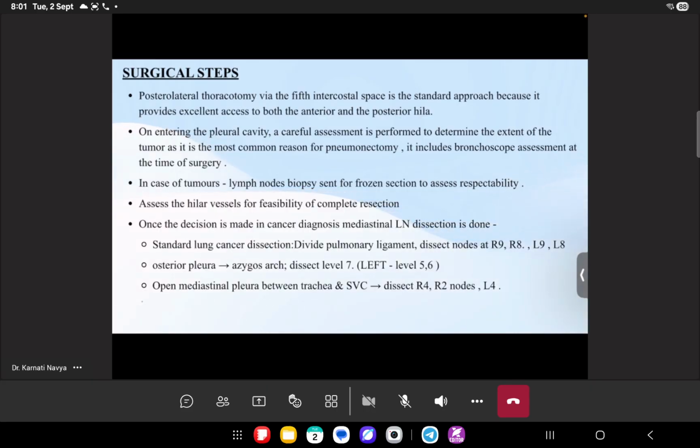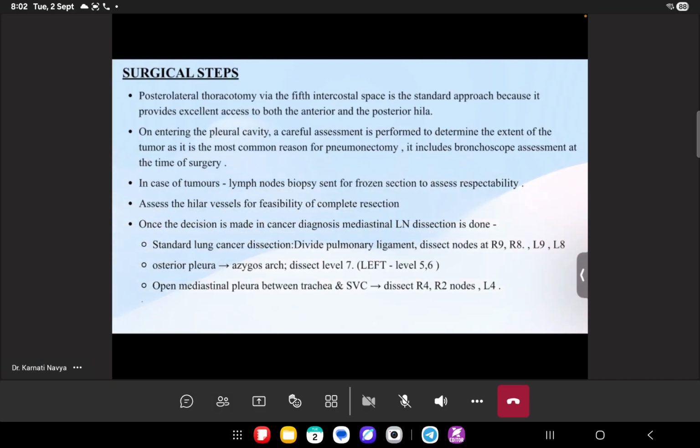In case of tumors, a lymph node biopsy is usually sent for frozen section to assess resectability. Assess the hilar vessels for feasibility of complete resection. Once the decision is made in cancer diagnosis, mediastinal lymph node dissection is done. In the standard lung cancer dissection, divide the inferior pulmonary ligament and dissect the nodes at the 8th and 9th positions on the right and left side.